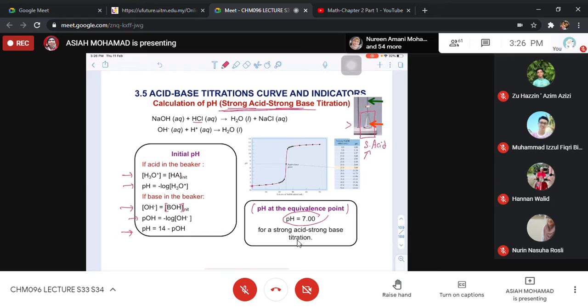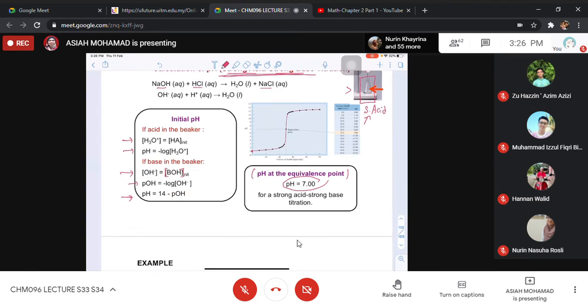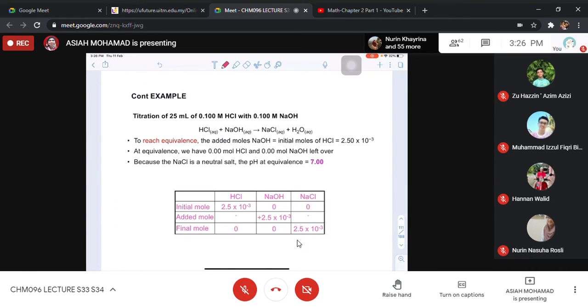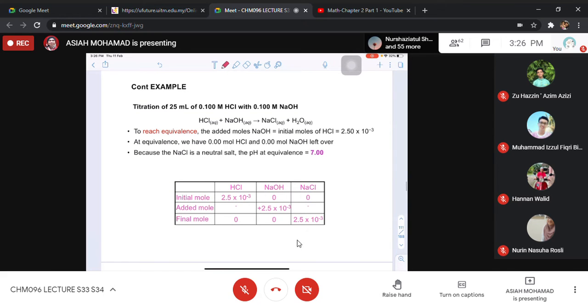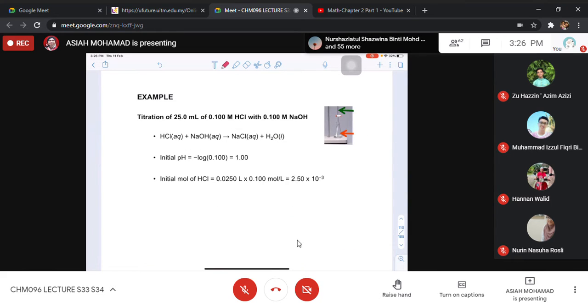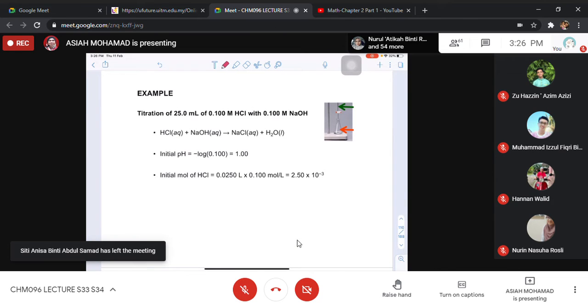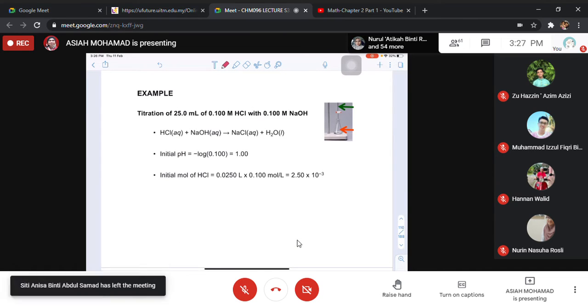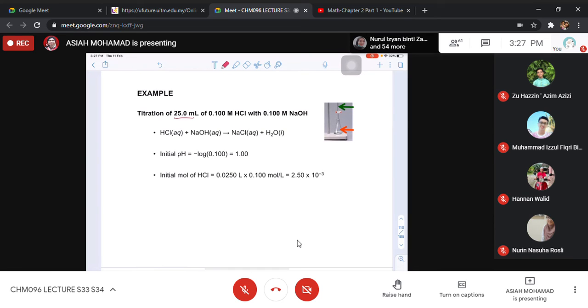Strong acid HCl reacts with strong base. This reaction produces NaCl, a neutral salt. When you construct this ICE table, for example, this one, let's go through this one. Why is the pH 7? Titration of 25 milliliter of 0.1 molar HCl with 0.1 molar sodium hydroxide.